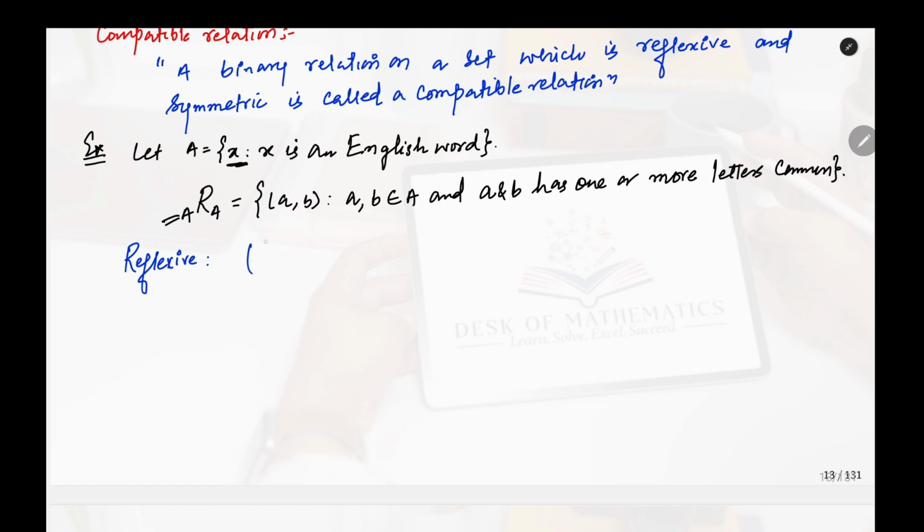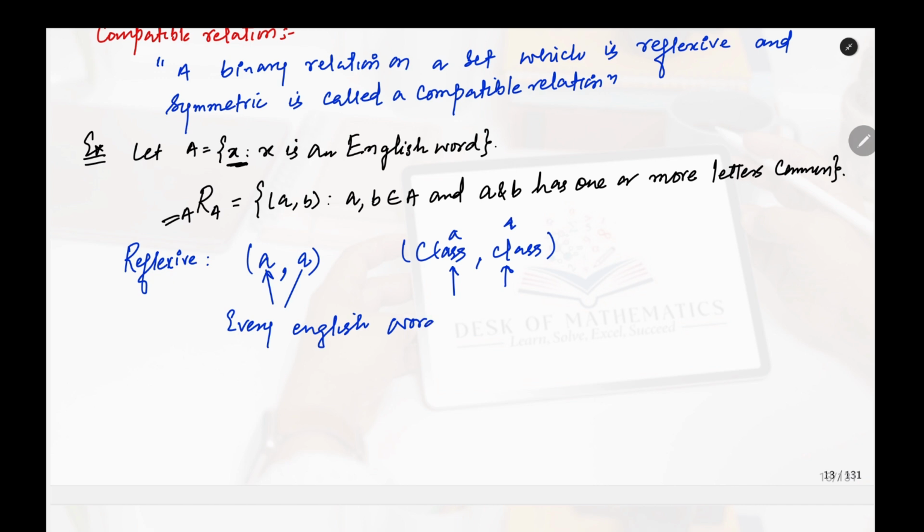If you take any English word and take the same word again, you can check that this word has the same letters as itself. For example, take the word class, and write class again, so it has the same letters. So in the reflexive case, every English word has letters the same as itself. So it is reflexive.